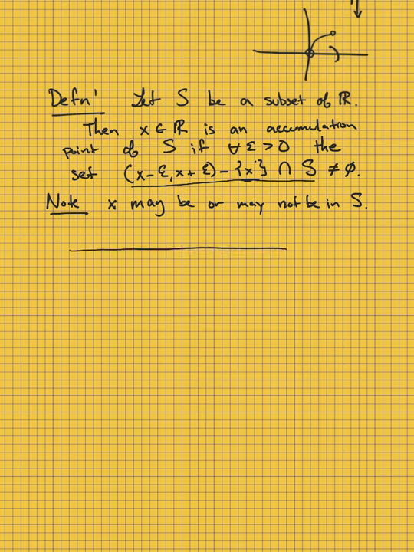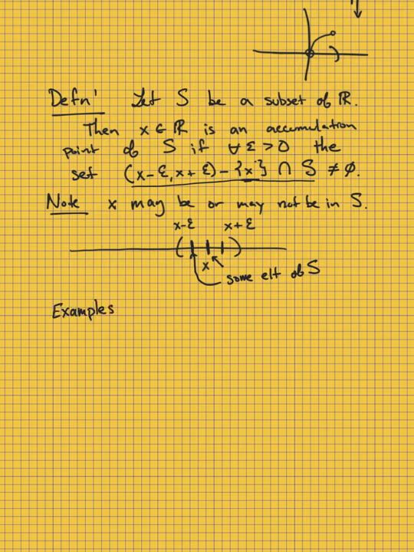So the picture is you have x, and you look at (x minus epsilon, x plus epsilon), and what you're guaranteed to find for any epsilon is some element of S. But the element that you find is not allowed to be the actual element x. It has to be in the interval, but not the midpoint. Okay? So let me do some examples.